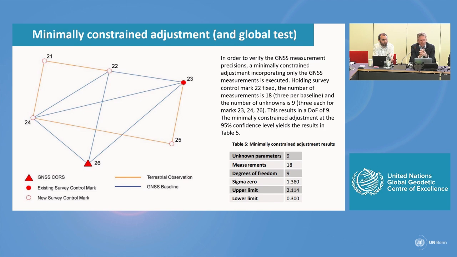So this is known as degrees of freedom of 9, and the minimally constrained adjustment at the 95% confidence interval yields the results that are shown there in table 5, where for those of you who understand sigma 0 values, you're trying to get something close to 1, and that's pretty close to 1, and you can see it fits between the upper limit and the lower limit of what we're looking for. That shows that together this network of observations actually fits together.